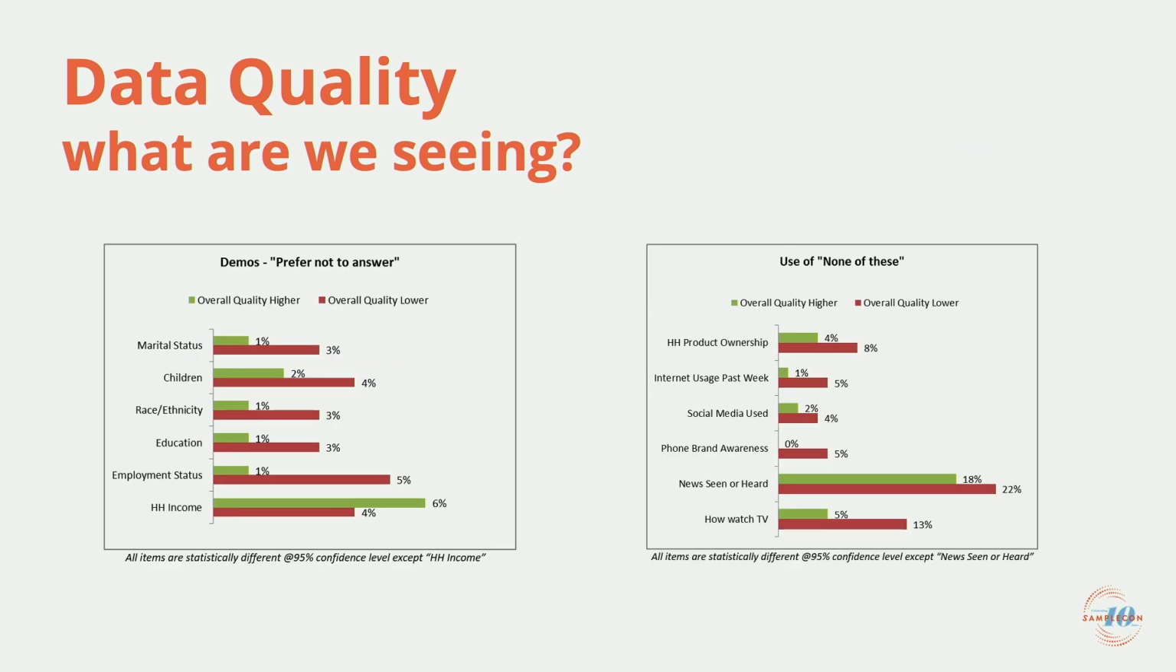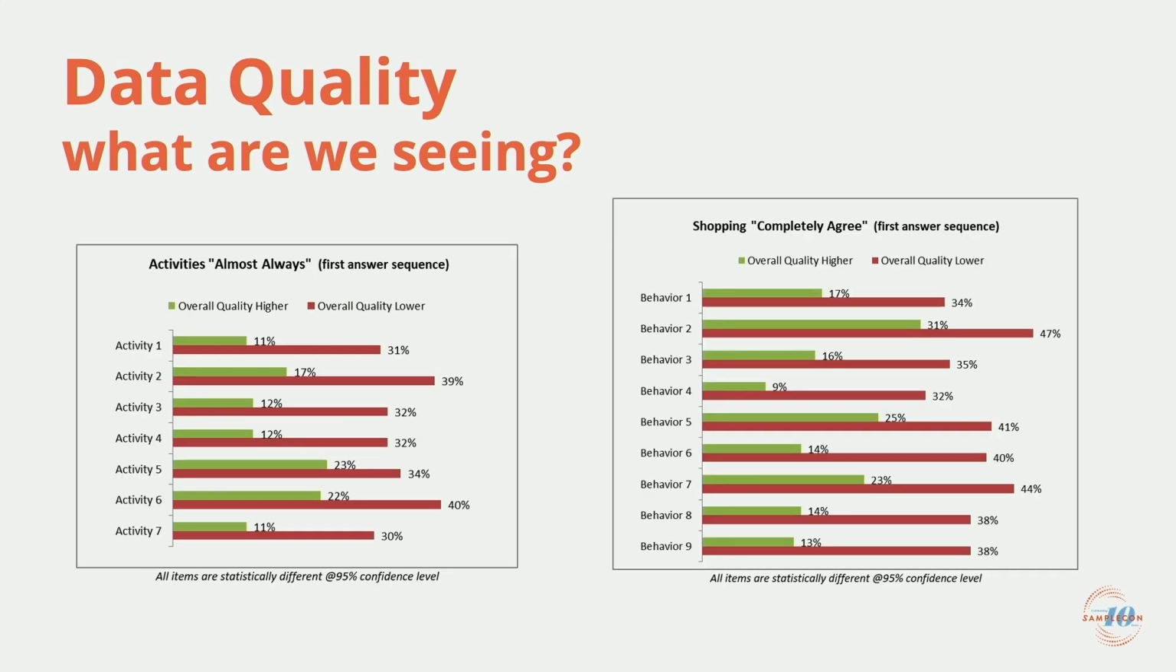Some of the other things we see besides the prefer not to answers is you tend to see satisficing behavior with extra responses in none and don't know and those sorts of things. So when you see an abundance of that, it's potentially something where you need to look at the rest of the data. Statistical differences across the board on all of these for higher mentions of those kinds of satisficing answers.